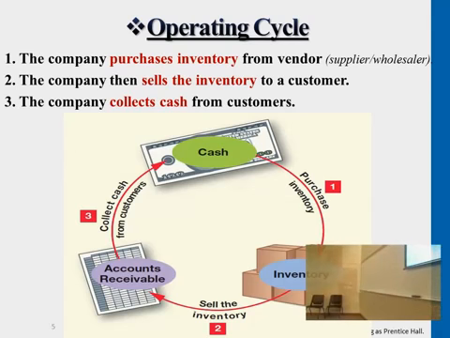Okay, so after selling the inventory, of course the company either collects cash or accounts receivable. If it's accounts receivable, then later on, within a month or so, the company will be collecting cash based on those. Okay, so then again, you have the cash. The company will purchase more inventory, mark up the price, sell it to customers, then get cash again. So this is the general operating cycle.